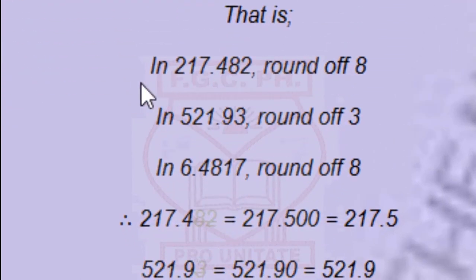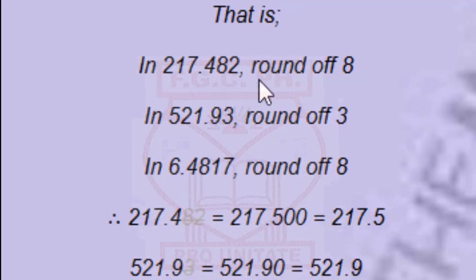That is in 217.482. Seeing that the 10th digit is 4, you need to round off 8, and that would just be fine. So 8 would be rounded up to make this become 5, and you have 00, so you have 217.500, which is now 217.5.